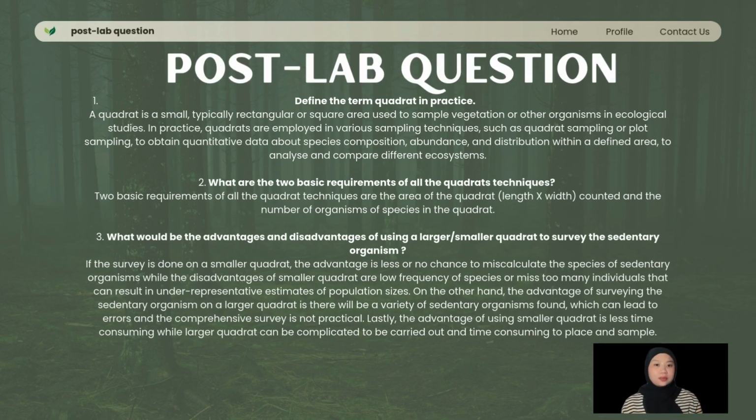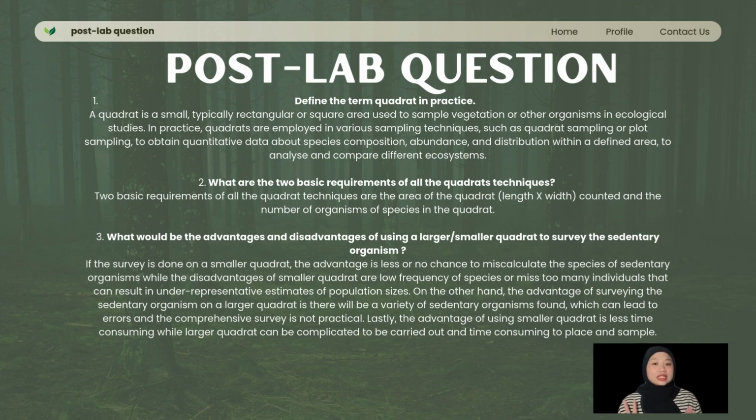Okay, next let's go to the post-lab questions. The first one is to define the term quadrat in practice. A quadrat is a small, typically rectangular or square area used to sample vegetation or other organisms in ecological studies. In practice, quadrats are employed in various sampling techniques such as quadrat sampling or plot sampling to obtain quantitative data about species composition, abundance and distribution within a defined area to analyze and compare different ecosystems.